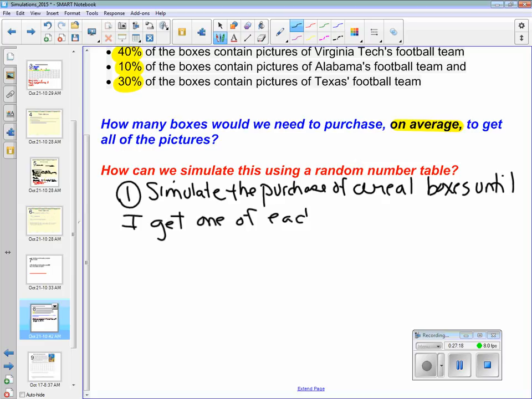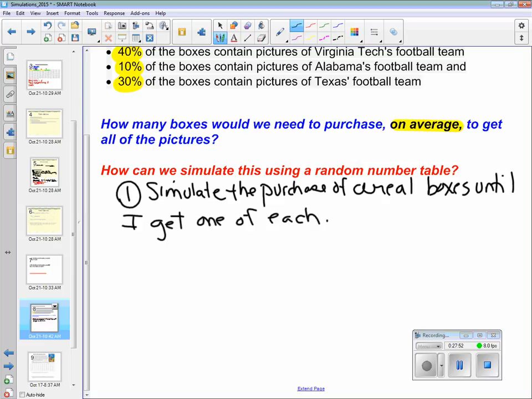Do you see how this is different than the simulation we did with the coin flips? The coin flips, we were told to flip it 10 times, right? And a trial was just 10 things. How many numbers could be in a trial here? As many as I had to, till I got one of each kind. So you might have some trials that are very short, some trials that are very long. But it's important to understand that it's a different kind of trial. That's why you're describing that in number 1.